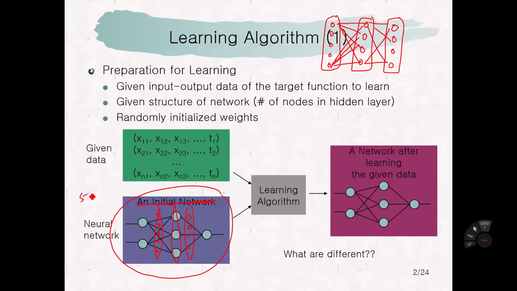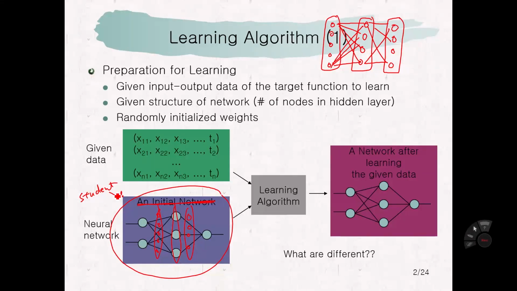This is a student. If we compare to human beings, the neural network is a student, and this is the brain of the student. Then you have to determine the structure of a neural network. Then what about the connection weights between the nodes in an initial neural network?